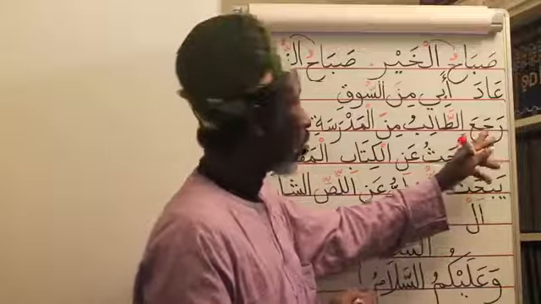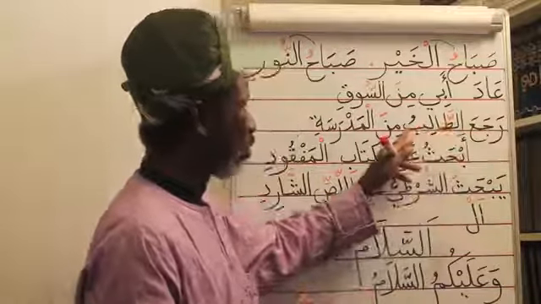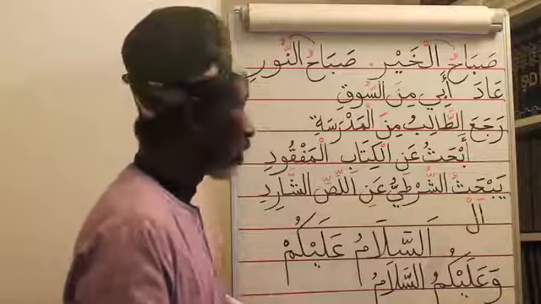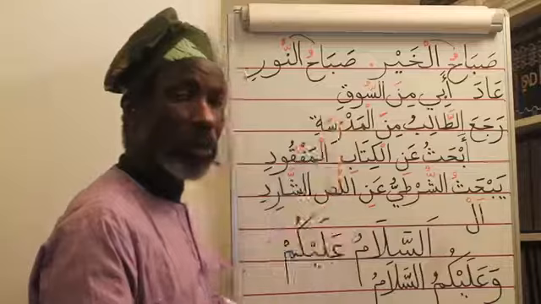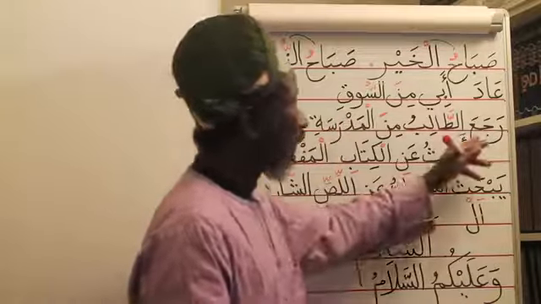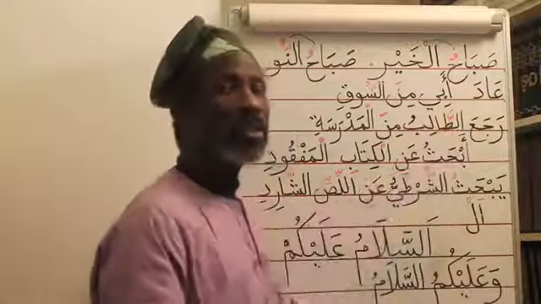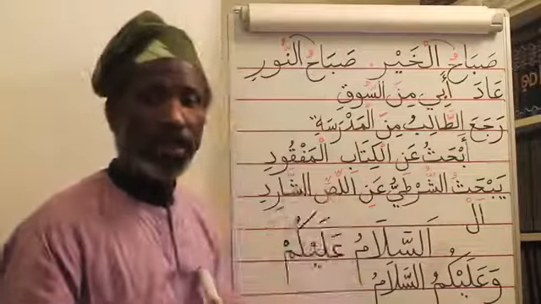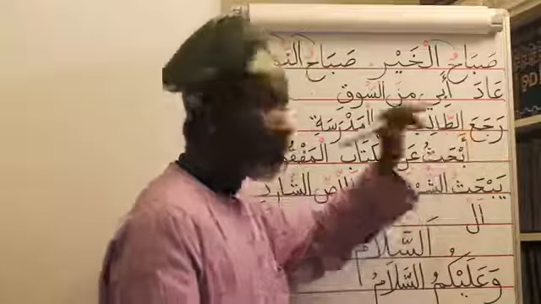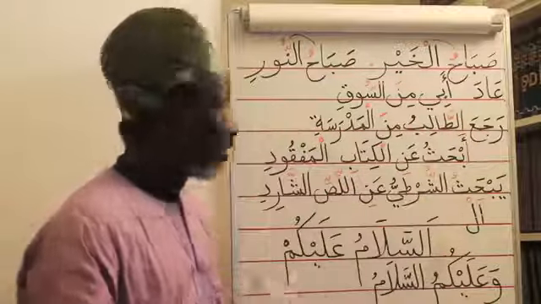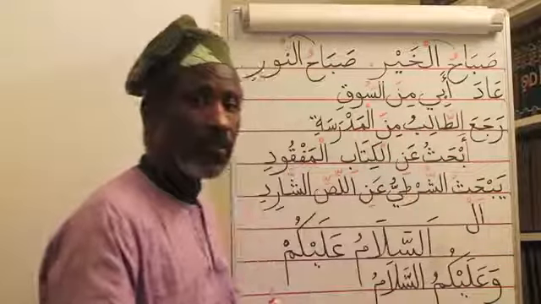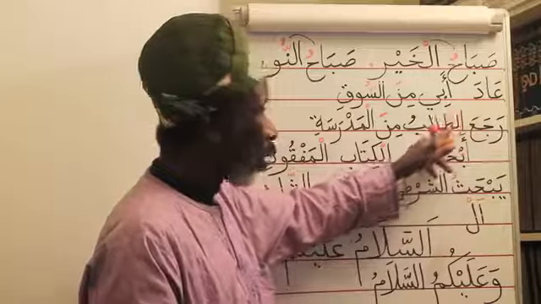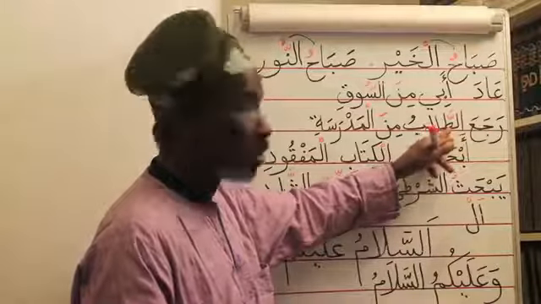Next sentence, رجع الطالب من المدرسة. الطالب, the student, returned from the school. رجع الطا. Ta is a sun letter, and that's why the lam has become quiet. Alif is silent because it's not at the beginning. Therefore, we need to link the a to the first ta, which is hiding here, carrying sukun.